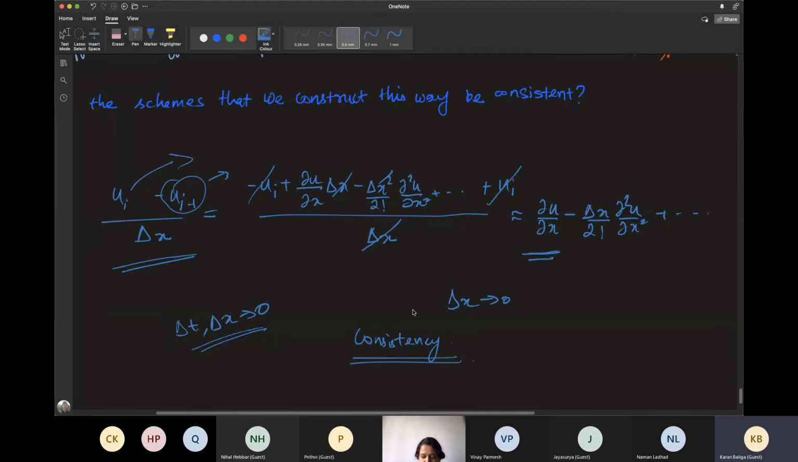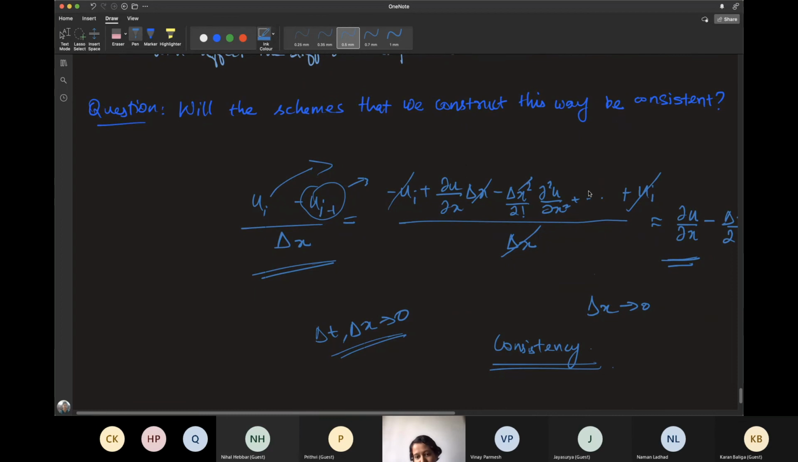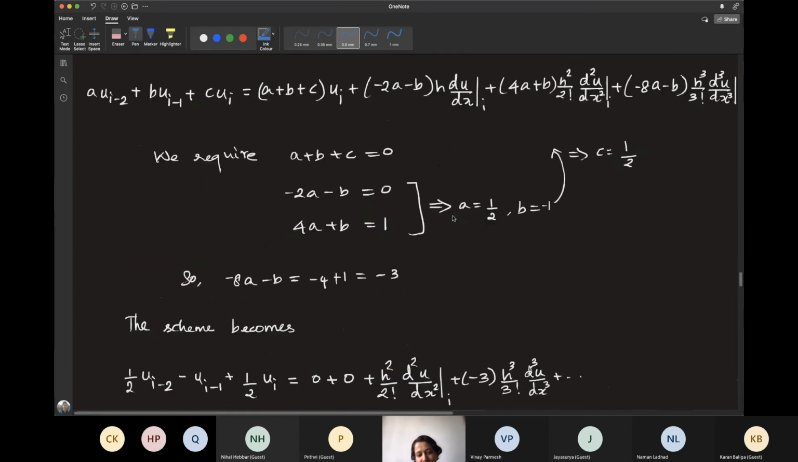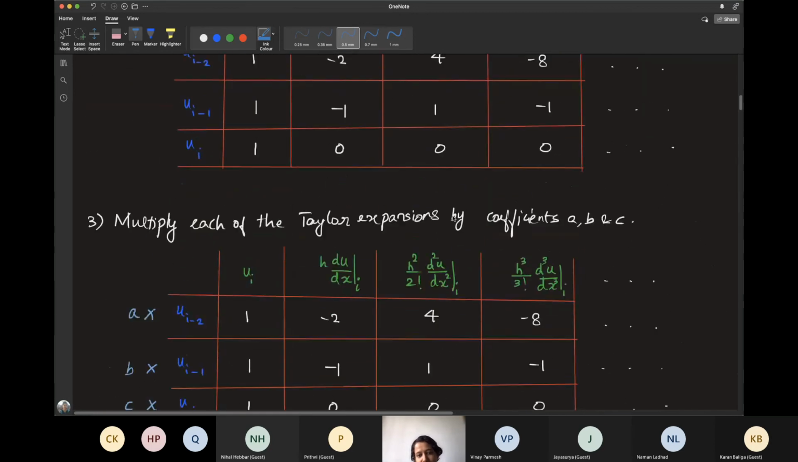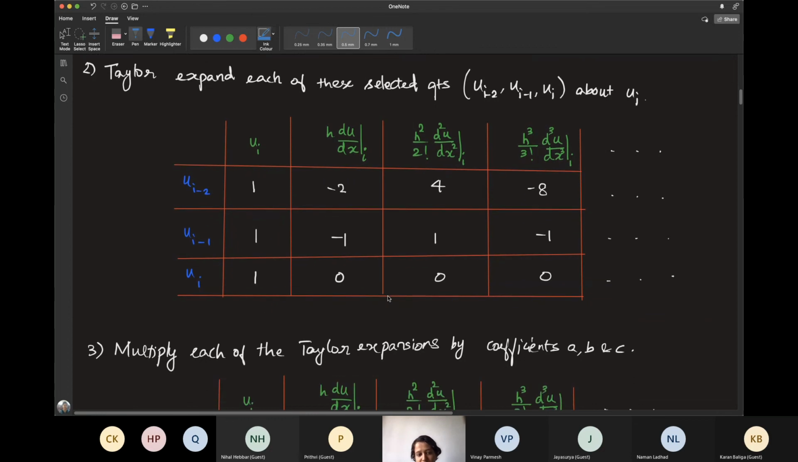Ma'am, I think it will be. Yeah, higher order terms would go to zero, right? Yeah, it will be consistent. It will always be consistent because to check consistency also we use Taylor series expansion. If you note, we have started this method of undetermined coefficients by using Taylor series expansion. So when you make delta t and delta x go to 0, the difference scheme that you construct in this way will always be consistent with your differential equation.